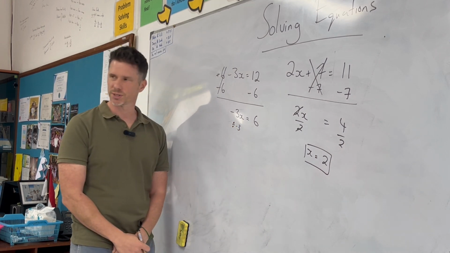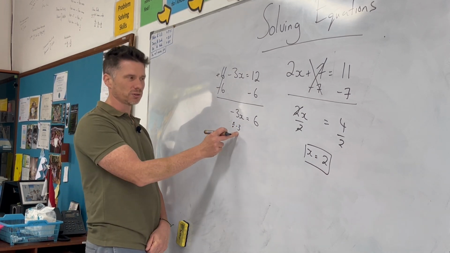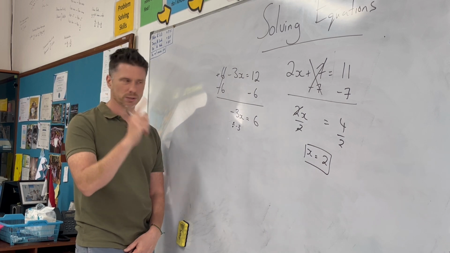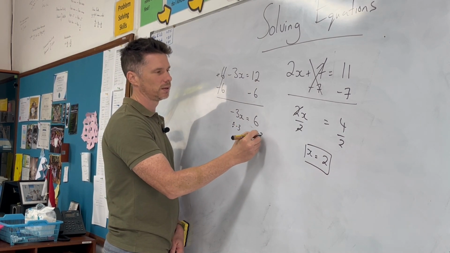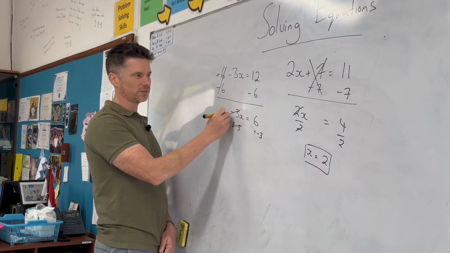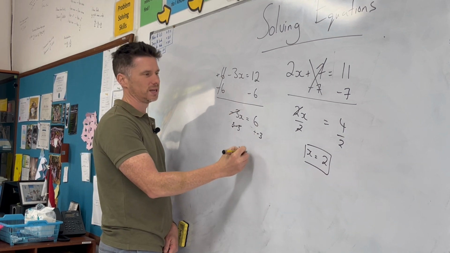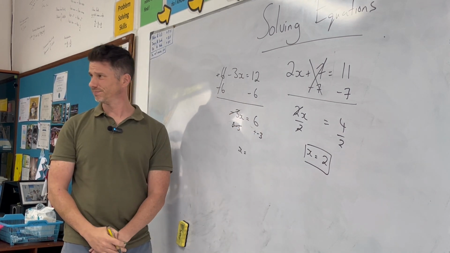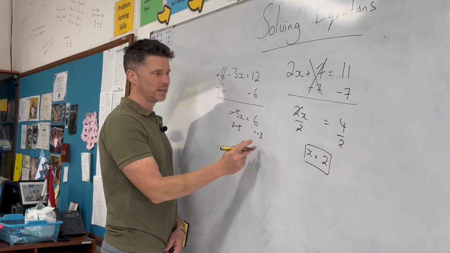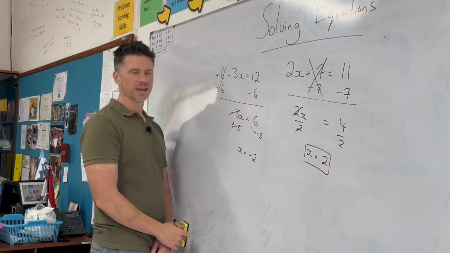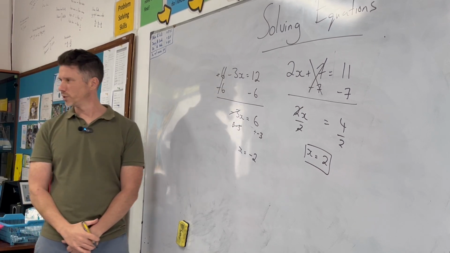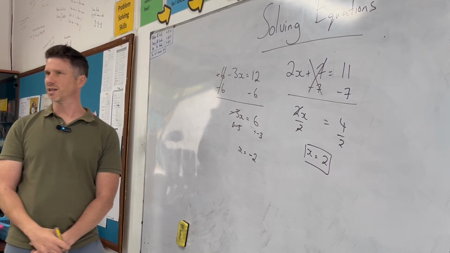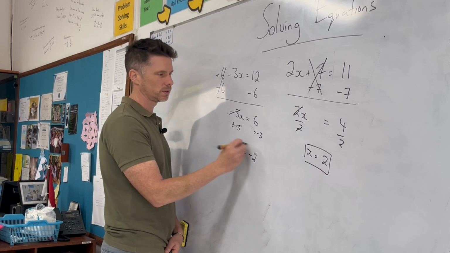If I divide both sides by negative 3, because negative 3 fits into negative 3 perfectly once. Divide this side by negative 3. Negative 3 cancel. Not too bad. 6 divided by negative 3? Negative 2. 6 divided by normal 3 is 2, so 6 divided by negative 3 must be negative 2.